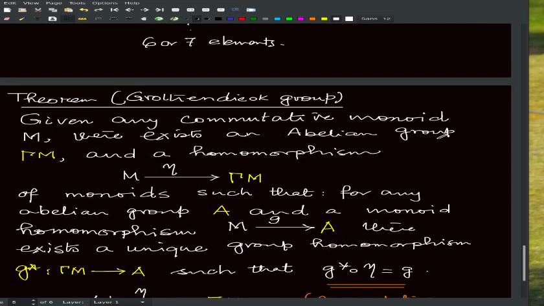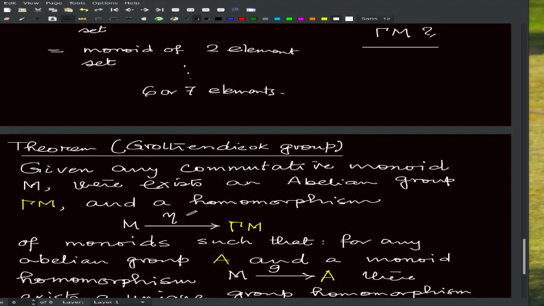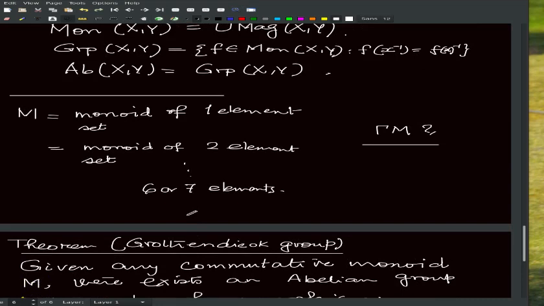I have not given you the construction, but try to make sense of this, so you would try to find an abelian group associated with M along with that eta, such that this strange thing holds. Once you do this exercise, you will start to have a feeling of what the heck is this gamma M.